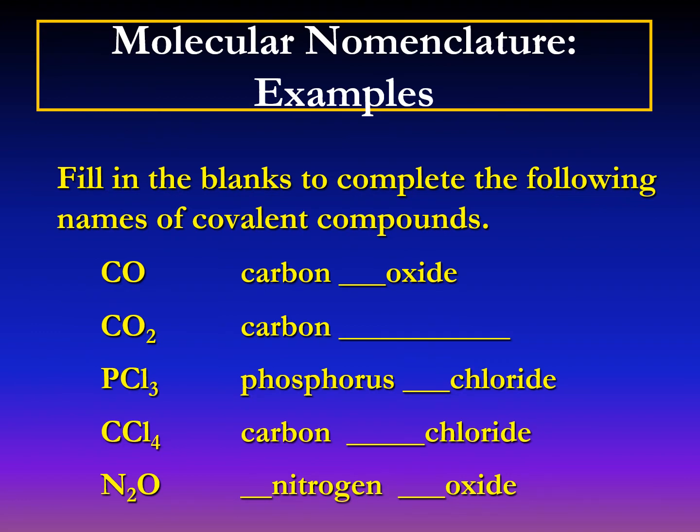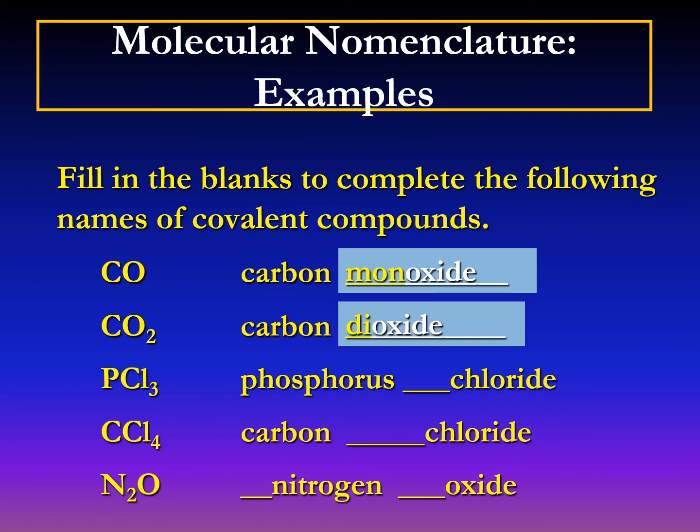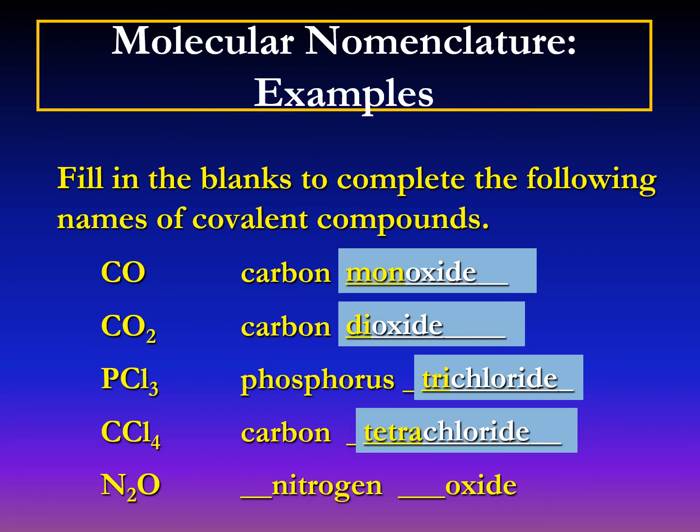So here are some examples. I see CO. There's one carbon and one oxygen. That's carbon monoxide. Do you see how we dropped the mono and made it mon instead? CO2, that's carbon dioxide. Two oxygens bonded to one carbon. PCl3 is phosphorus trichloride. CCl4 is carbon tetrachloride. Now you'll notice in those first four that the first atom is a single atom. We did not refer to any of those as mono.